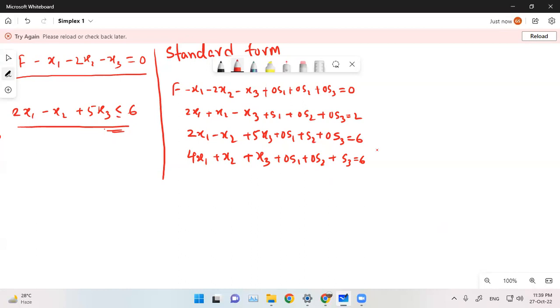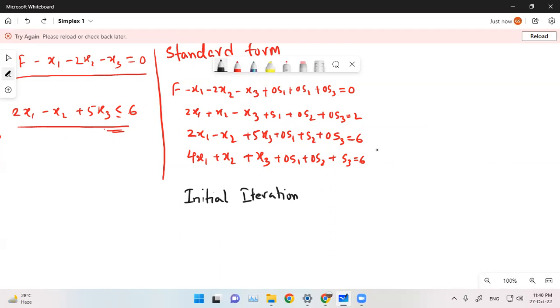So initial table, or initial iteration, or in some books they also call it iteration 1. So if you call it initial iteration, the next iteration will actually be iteration 1. Otherwise, the next one will be iteration 2.